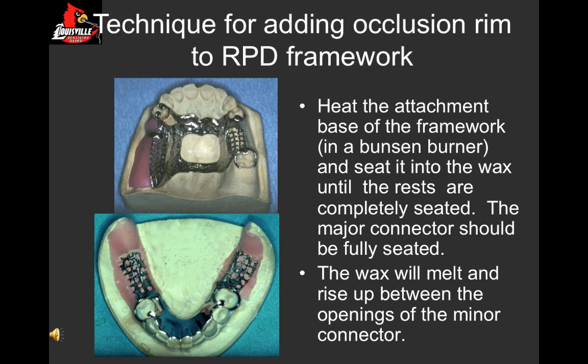I then take the base attachment and place it in the flame of the Bunsen burner, and I get the framework very hot in that area, and then seat the framework into the wax until the rests are completely seated and you can see the framework sort of sinks into the wax. Be very careful though, because you can burn your fingers very easily with this. The wax will melt and it'll rise up between the openings in the minor connector or the base attachment.